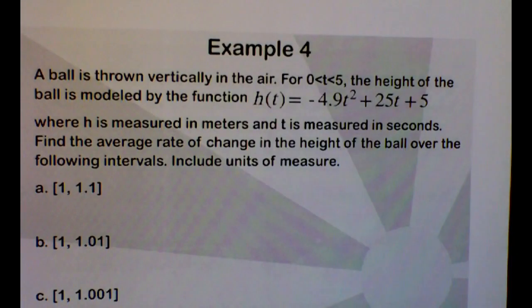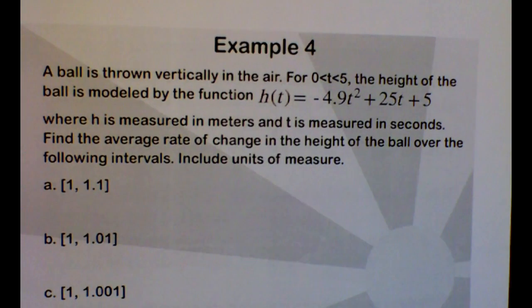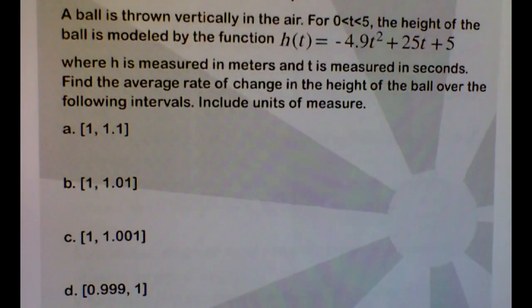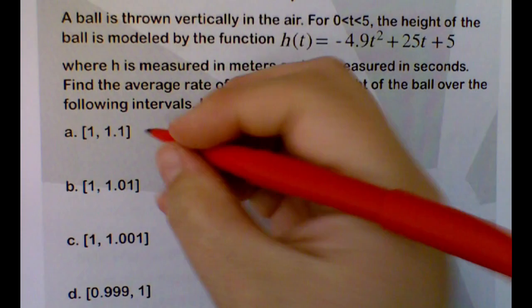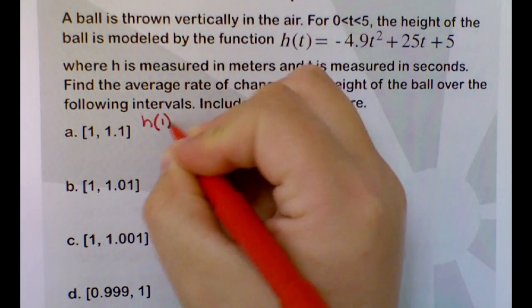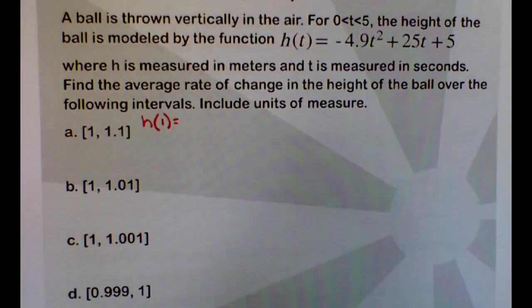So a ball is thrown vertically in the air. For t being between 0 and 5 seconds, the height of the ball is modeled by this function, where h is measured in meters and t is measured in seconds. Find the average rate of change in the height of the ball over the following intervals, including units of measure. So in order to find the average rate of change on this first interval, 1 to 1.1, we need h of 1, and I'm just going to use my calculator to do this.